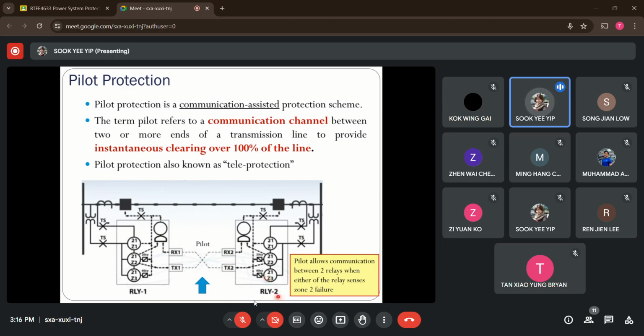So which means that relay 2 doesn't need to wait until its second zone operation before it sends the command. It has already sent the tripping command to the breakers via the information obtained from relay 1. So you can see the pilot is actually the communication channel that allows the exchange of information between both of the relays at both ends of the transmission line. So that's how we achieve the instant clearing of 100% of the transmission line. There's another name for the pilot protection scheme, which is also known as teleprotection. Just another name. All right.